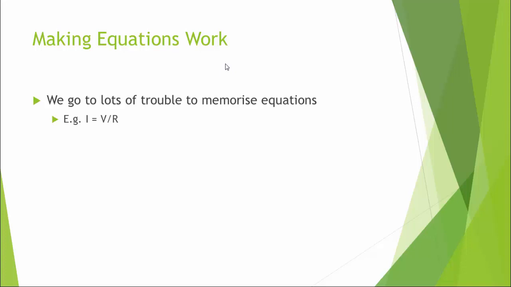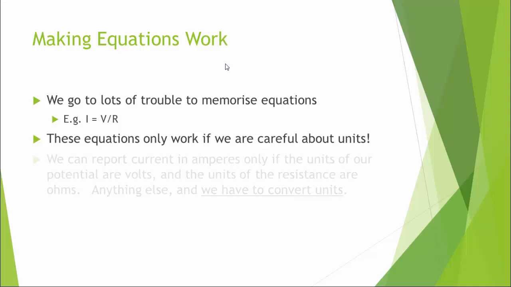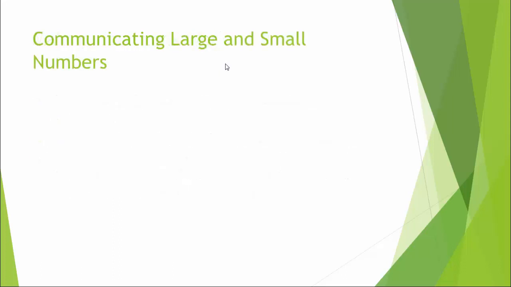Let's talk about Ohm's law for a second. We all know now that I is equal to V divided by R. In fact, that equation only works if we're careful about our units. So current's only equal to potential divided by resistance exactly if our units are amperes for current, volts for potential, and resistance in ohms. If we're given any other units, we can't use our equation as is.